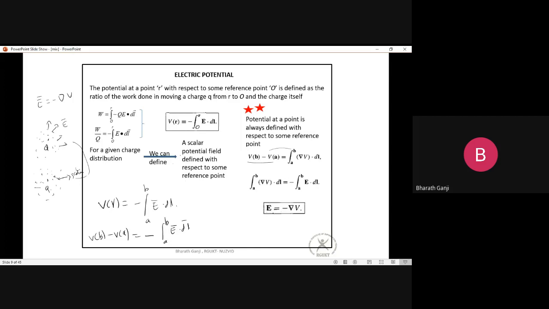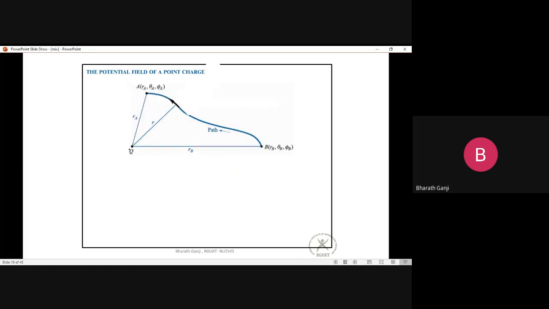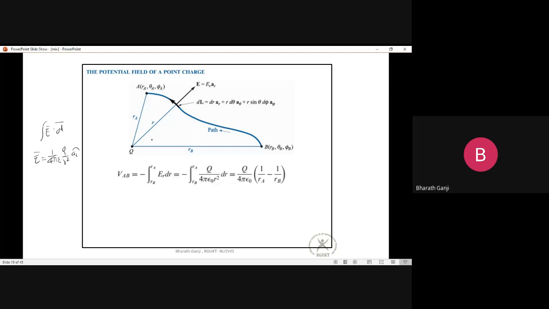From there you can prove that the electric field is equal to the gradient of this potential function. I guess you know this definition, so I will not push these definitions very much. For a point charge, you can calculate a potential. To move from point A to B, you have to perform the integral of E bar dot dl bar. The electric field vector is 1 by 4 pi epsilon naught Q divided by r square into a r cap. If you take the dot product and do the integration, you end up with this formula for the potential between these 2 points.